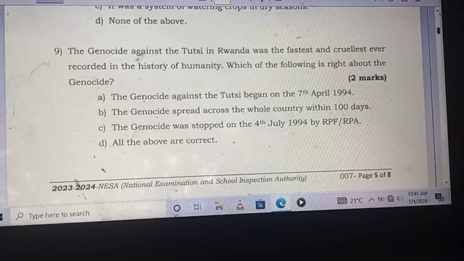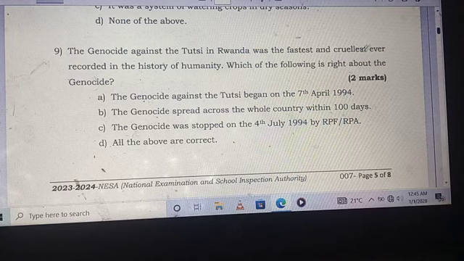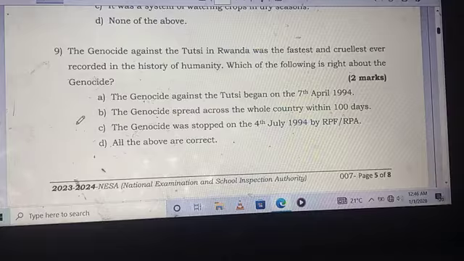The genocide against the Tutsi in Rwanda was the fastest and the cruelest ever recorded in the history of humanity. Which of the following is right about the genocide? Choose the best answer. The best answer is letter D. All above are correct.